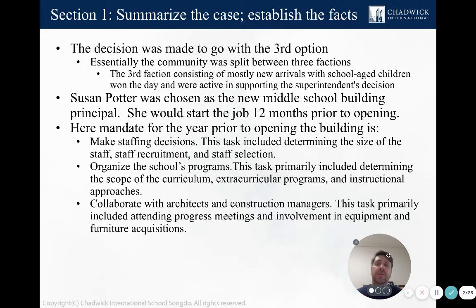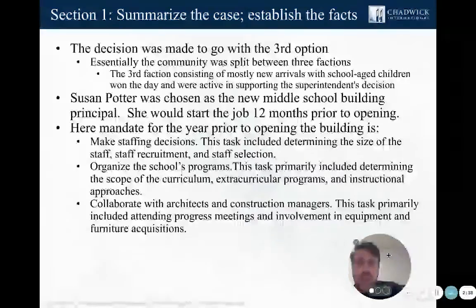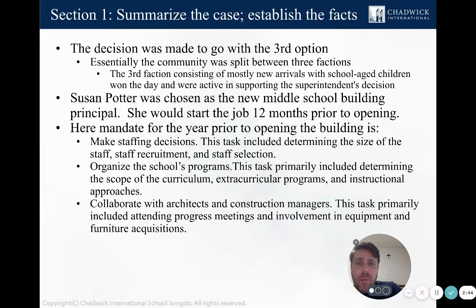So the main character in all of this is Susan Potter, who was chosen to be the new middle school building principal. She is an outsider. She's not a rising internal candidate. She's from outside the community. She is tasked with starting up the building, which will open in 12 months. So she will be effectively on the ground a year before the start of the opening of the school.